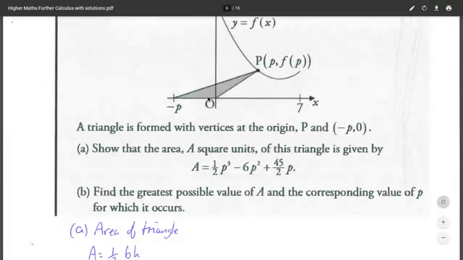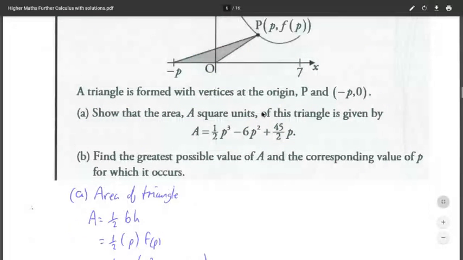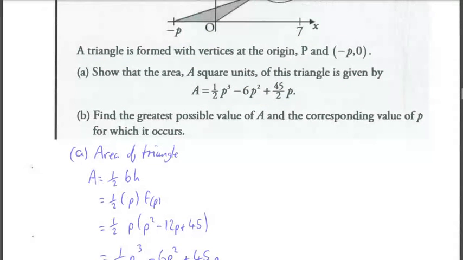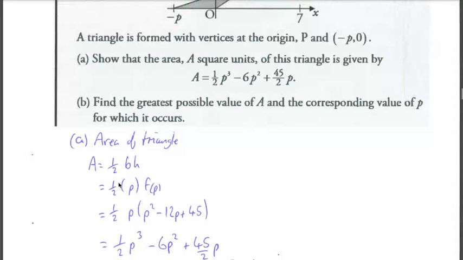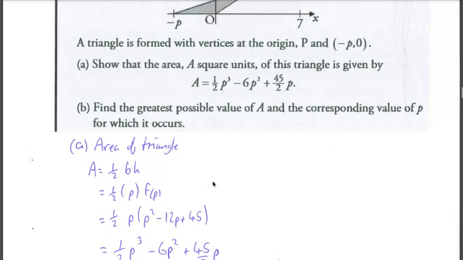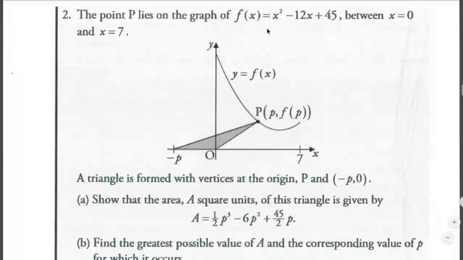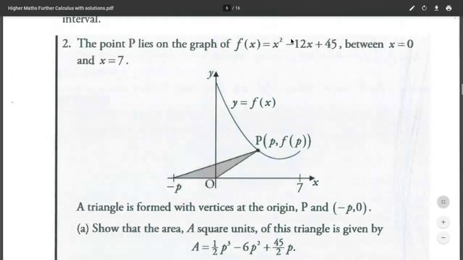So if you notice, this distance and this distance are the same. If we dragged this along to here, so say P was 6, because this is P as well, this would go from 0 down to negative 6. So it'd make it wider, but shorter. Okay. So the area is given by a half base times height. So half multiplied by P multiplied by f of P. So I'm just substituting P into the equation of the curve. So P squared minus 12P plus 45 is the height.